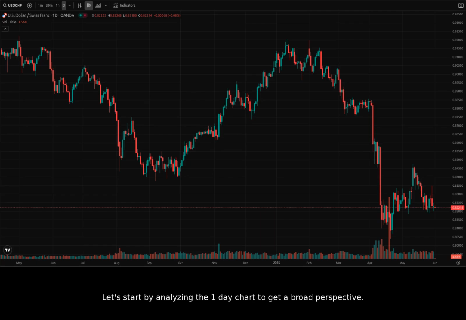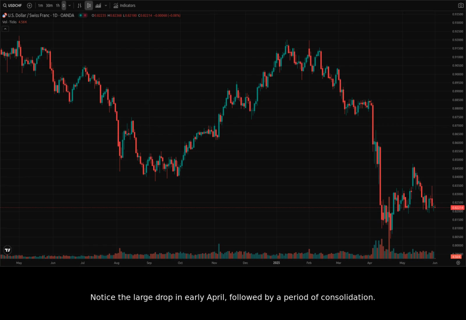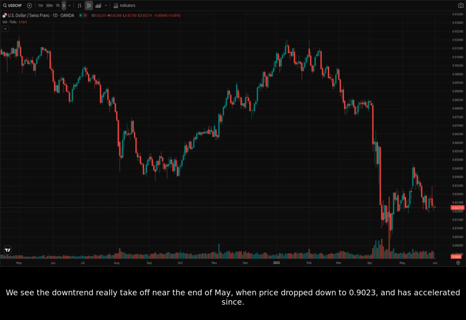Let's start by analyzing the one-day chart to get a broad perspective. Looking at the daily chart, we can see a significant downtrend over the past several months, with the price declining from around 0.91 in April to the current level around 0.82, a 9% decline. Notice the large drop in early April, followed by a period of consolidation. We see the downtrend really take off near the end of May, when price dropped down to 0.9023 and has accelerated since.